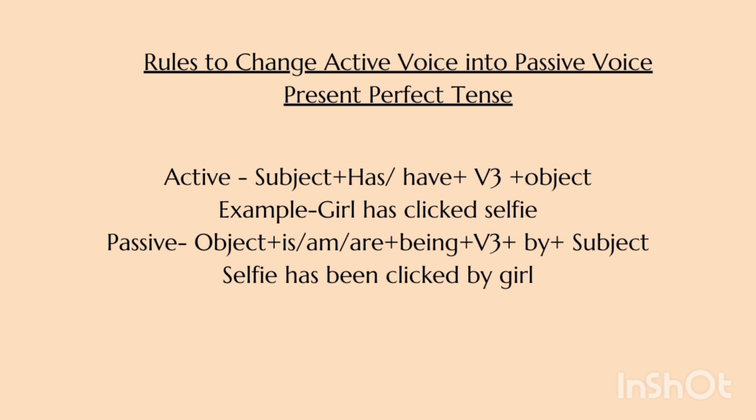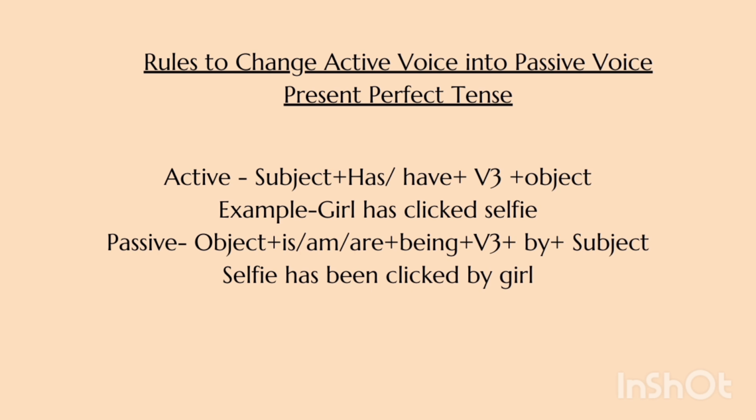Let's learn the voice change rules for the present perfect tense. It's very easy to identify the perfect tense as it has has or have. So what is the formula for the active voice? Subject, has or have, third form of verb, and object. Let's take the example: The girl has clicked a selfie. What is the subject here? The girl. Then has or have, has, and the third form of verb, clicked, then selfie.